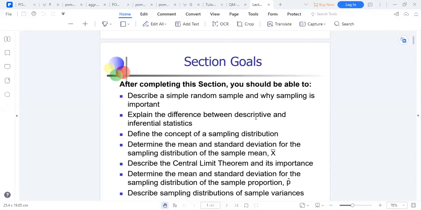Our topic for today is sampling and sampling distributions. After completing this section, we should be able to understand what a simple random sample is. A simple random sample is simply a subset of a larger population that is chosen in a way that each member of the population has an equal chance of being selected.